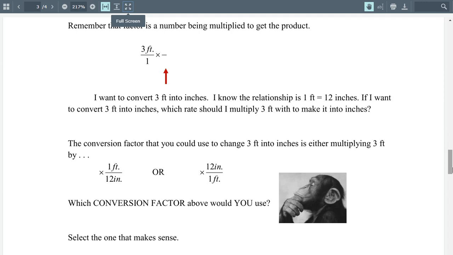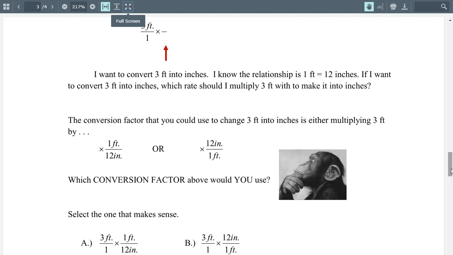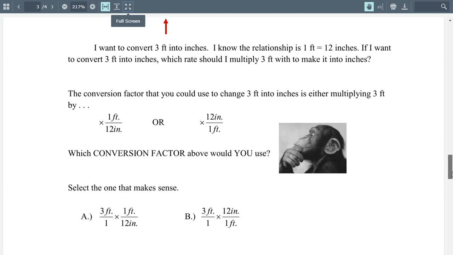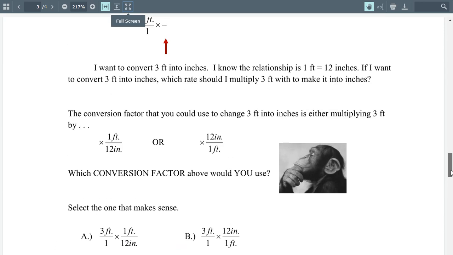Which conversion factor above would you use? So I want you to look at the 2 examples I'm asking you to choose. If you were to put it up where that red arrow is, which one do you think you would use to multiply 3 feet by to convert it into inches? Think about the rules of multiplication with fractions. What would cancel something out to change it into inches? Hopefully you picked. Last chance. So look at now A and B.